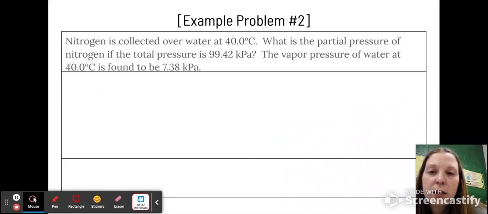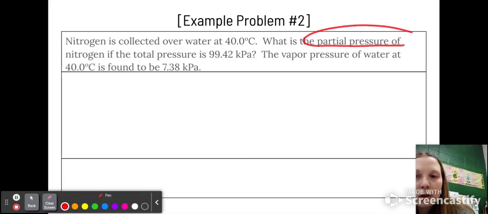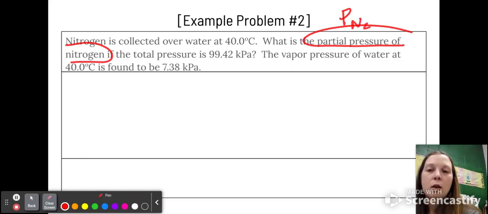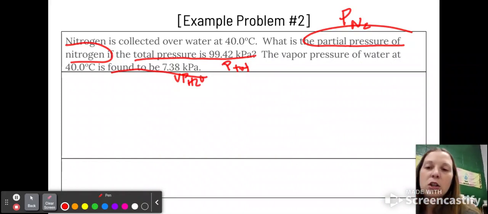It says nitrogen is collected over water at 40 degrees Celsius. What is the partial pressure of nitrogen if the total pressure is 99.42 kPa? The vapor pressure of water at 40 degrees Celsius is found to be 7.38 kPa. All right, so we want to know the partial pressure of nitrogen, which would be P N2. We've been given a total pressure, so P total, 99.42, and we've been given the vapor pressure of water, which is 7.38 kPa.